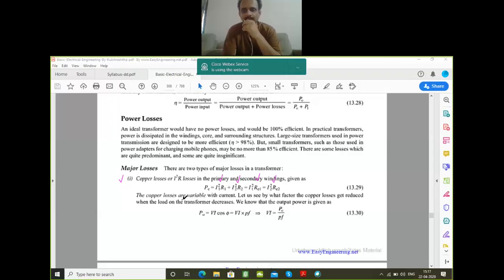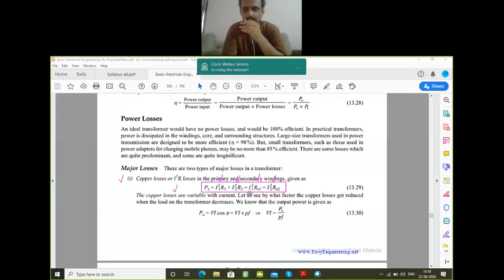These copper losses are variable with the current. So if current varies, copper loss will vary. Copper loss is given by this formula, which I'll highlight. It varies with current because it depends on I1 and I2, and it also depends on R1 and R2. R1 is the resistance of the primary, R2 is the resistance of the secondary.